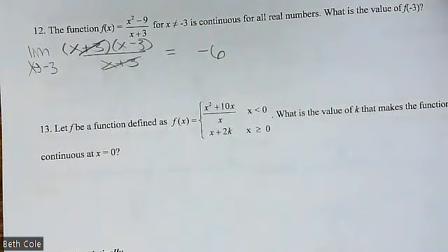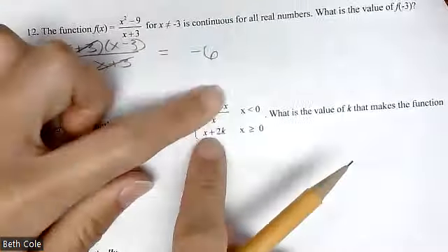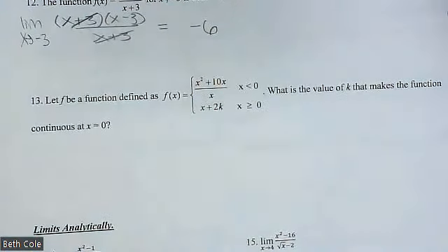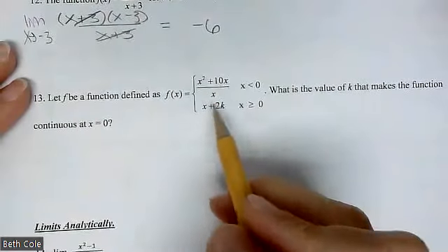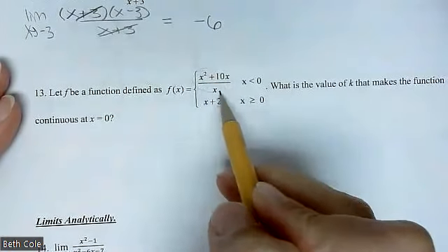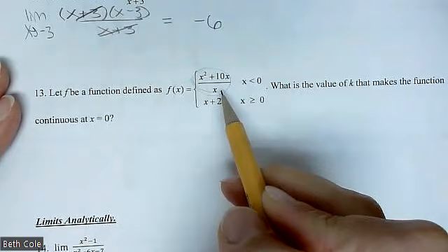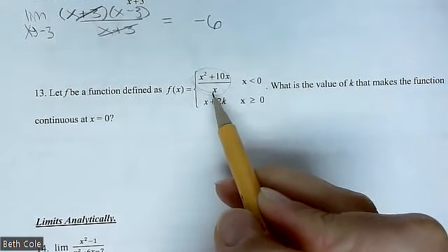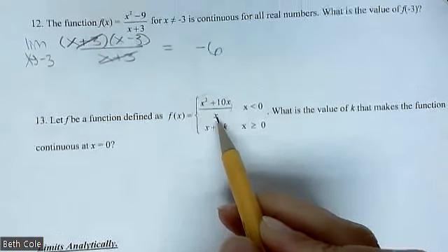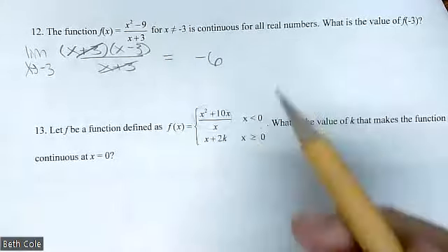All right, here we want the function to be continuous. That means you're going to take both pieces and set them equal to each other. Good. And then we're going to plug in 0. Now there's a problem with this one. If you plug in 0, you're going to get 0 over 0. So we have to do a similar thing to what we did here first.